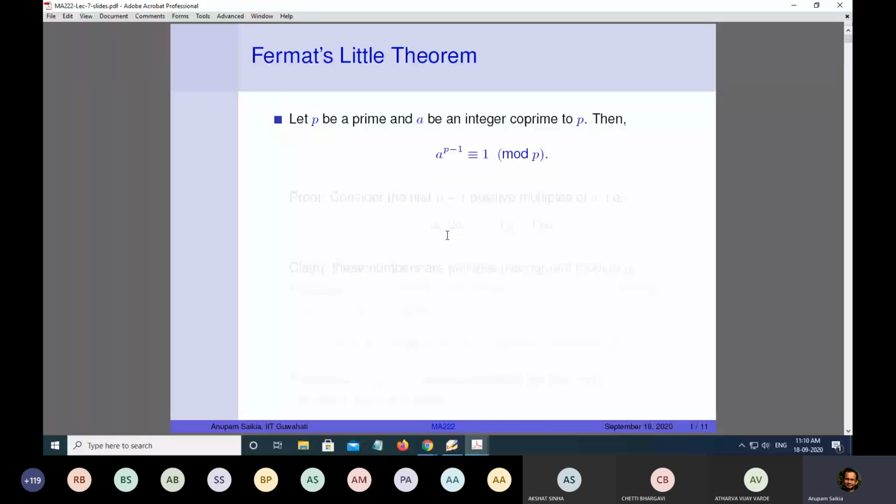Okay, let's see how we prove this. Let's take the first p minus 1 positive multiples of a. So let's take a, 2a, up to (p minus 1)a. How many numbers are there? There are exactly p minus 1.